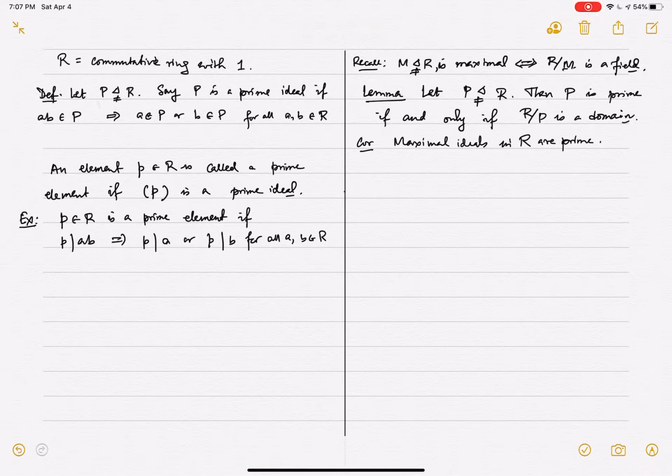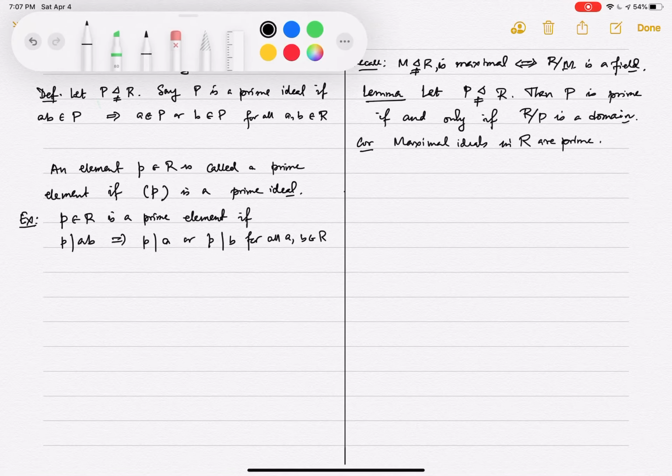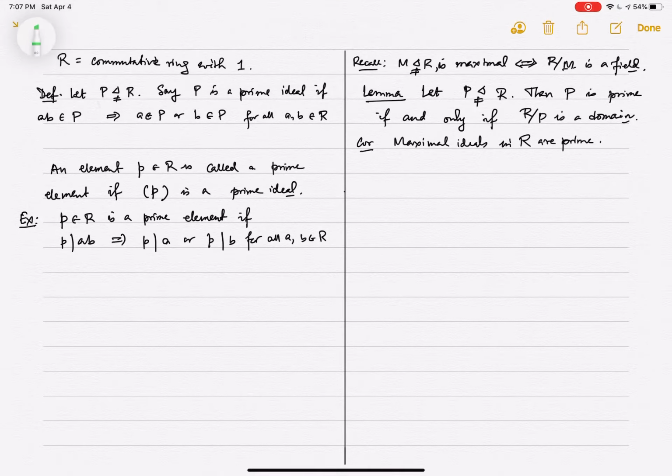Let me talk a little more about prime ideals. R is a commutative ring with 1, as it has been for a while now. A proper ideal P in R, proper just means that it's not equal to the whole ring R, is called a prime ideal if whenever A times B is in P, then either A is in P or B is in P, for all A and B in the ring R.